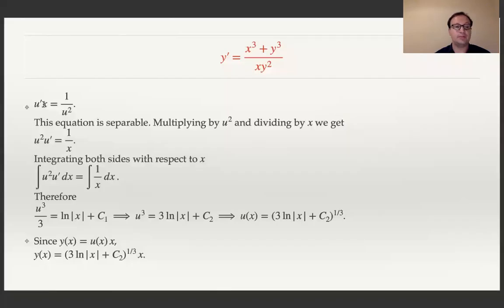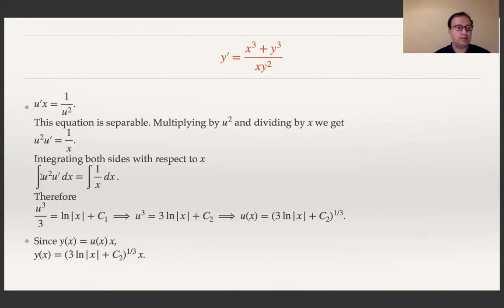Very clearly, this is a separable equation. u prime x is equal to 1 over u squared, and we have to divide by x and multiply by u squared to actually separate the equation. And we get u squared u prime, so that's after multiplying by u squared, is equal to 1 over x. That's all that's left on the other side after we divide it by x. So we get integral of u squared u prime dx is equal to integral of 1 over x dx. Integral of 1 over x dx is natural log of absolute value of x plus a constant.